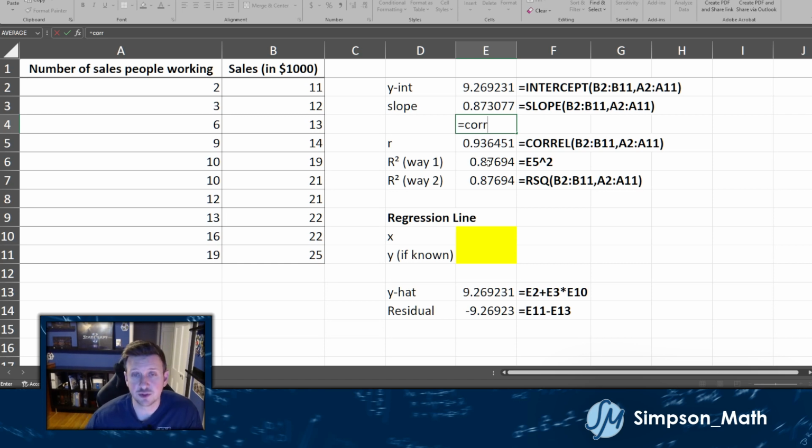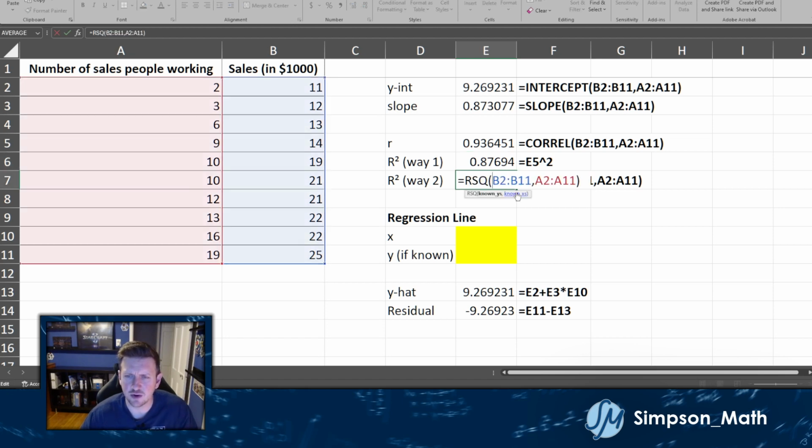Two ways to get R squared. It's literally R squared. You found R, square R. That's it. So I've just grabbed this and said square the thing. Or there is the function RSQ, R, S-Q for square, R squared, straightforward. This does have known y's, known x's, but it shouldn't matter if you switch them around because it's the same thing.